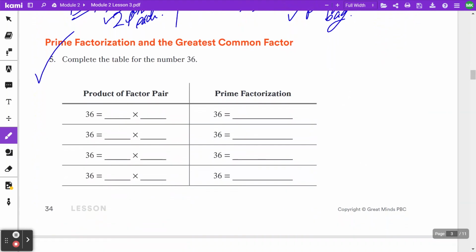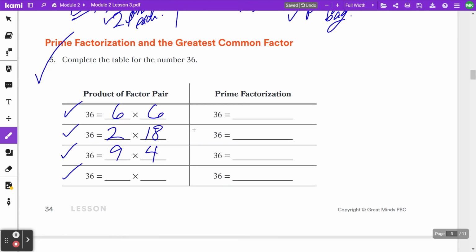Okay, as we scroll down on page 34, it tries to mess you up a little bit with this prime factorization stuff. Here's what they want. The 36, and I think we sort of did this already. They want all these fun little combinations of 36, right? So 6 times 6 and a 2 times 18, right? And a 9 times 4, and a 3 times 12, I believe.